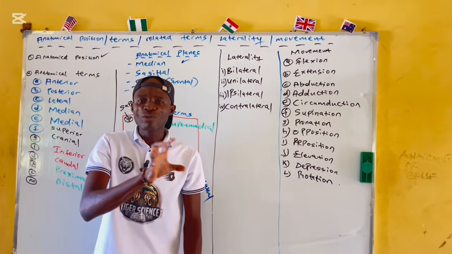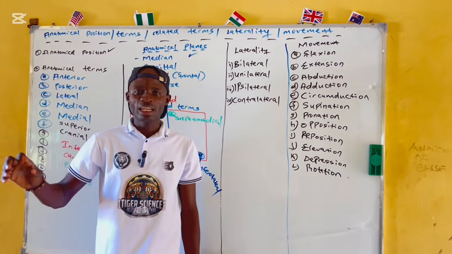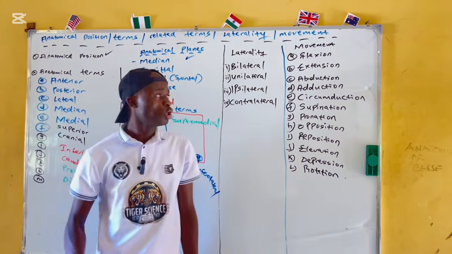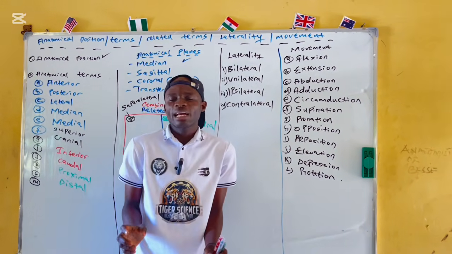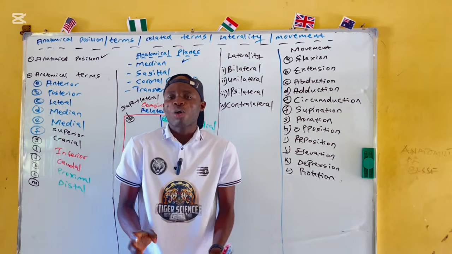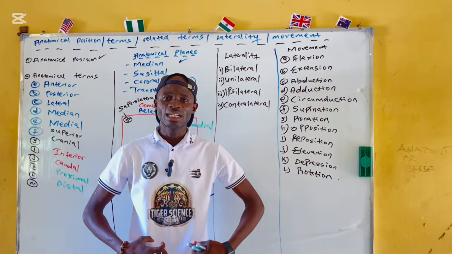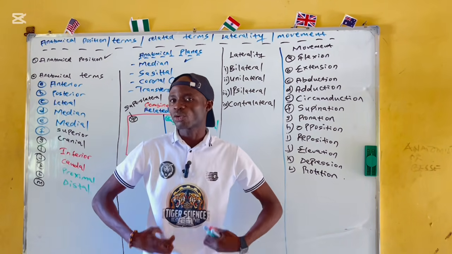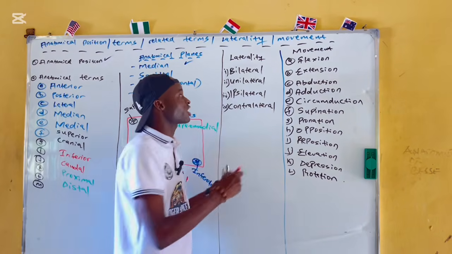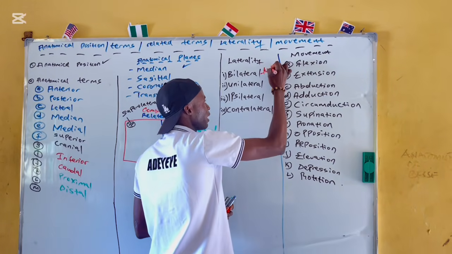Don't forget, lateral is moving away from the middle. You see that? It is not closer to the middle, it's moving away from the middle. Now, bilateral is a structure in the body that occurs in both right and left. An example of a bilateral organ is the kidney.